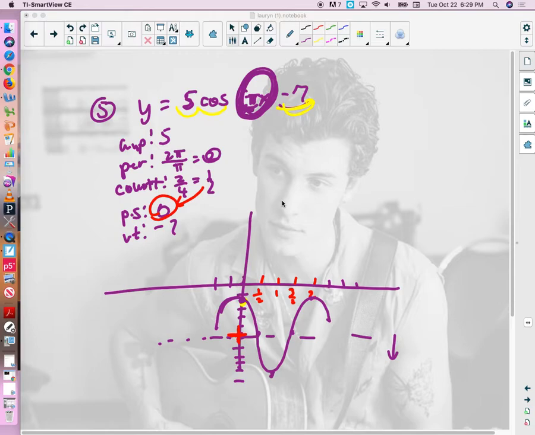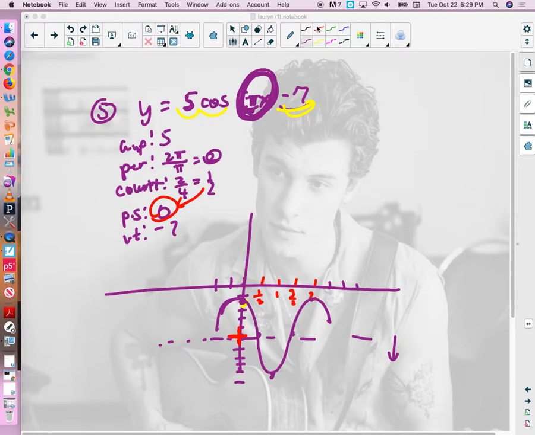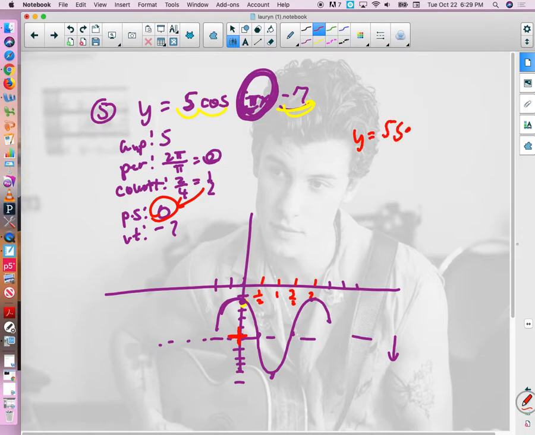So this is how easy it would be, starting in the next class, to graph. Suppose that we were told to graph y equals 5 secant pi x minus 7. Notice the minus 7 is not in parentheses, so it's off by itself. It's like negative 7 plus 5 secant of pi x.